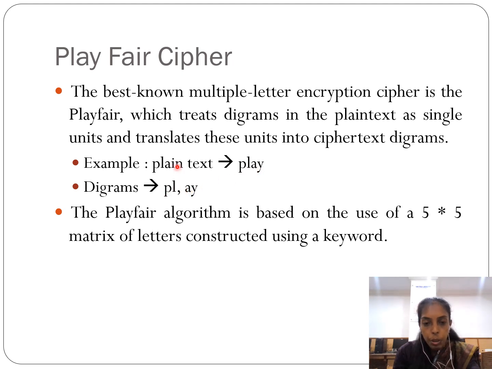So now the first step is we have treated the input plain text as digrams, and the next step is to go for constructing a Playfair matrix. The size of the matrix is 5 cross 5. We'll be given an input, which will normally be the keyword. Using that input we'll construct the matrix first, and then we go for encryption.